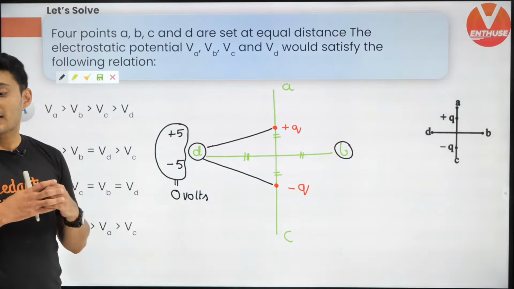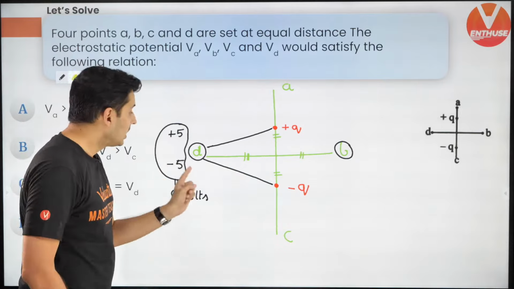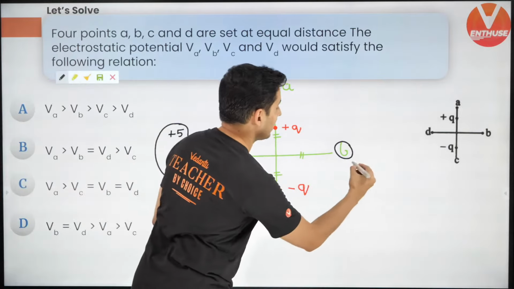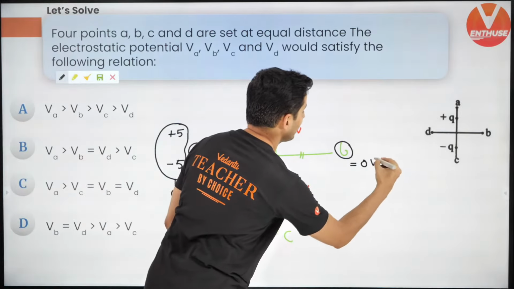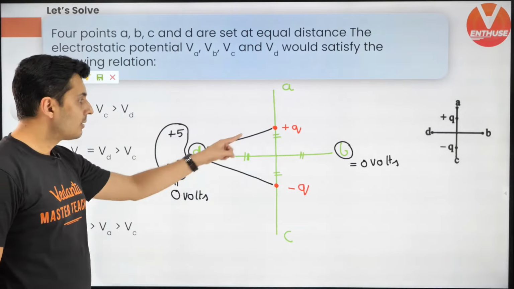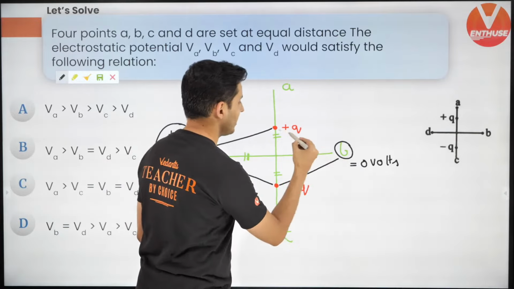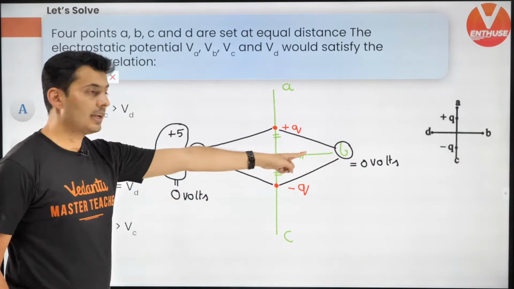All right. Great. Now think about it. The same is also applicable over here. This will also be 0 volts. This will also be 0 volts. Correct? Because this charge and this charge are again at the same distance from the positive and negative.